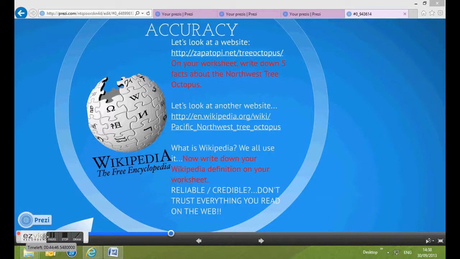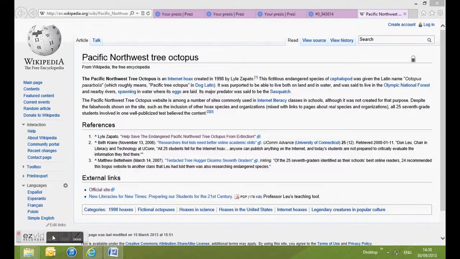It's called Wikipedia. The Pacific Northwest tree octopus is an internet hoax created in 1998 by Lyle Zapato, so therefore it is fake. This fictitious endangered species of cephalopod was given the Latin name Octopus paxibolus. It was purported to be able to live both on land and in water and was said to live in the Olympic National Forest and nearby rivers, spawning in water where its eggs are laid. Its major predator was said to be the Sasquatch.